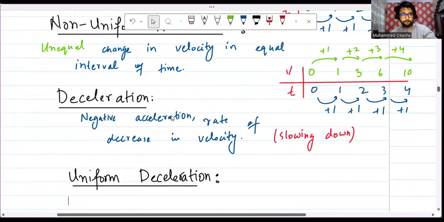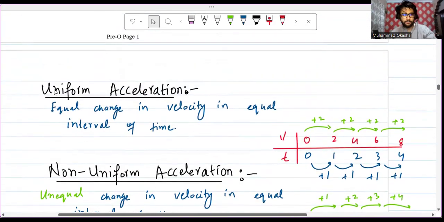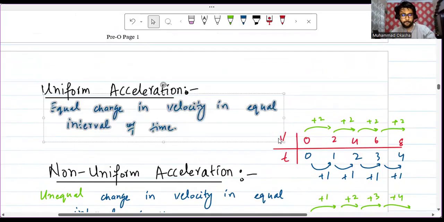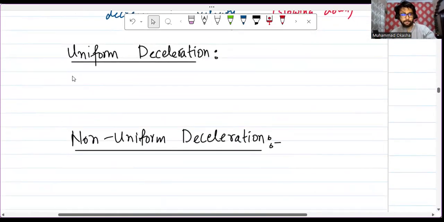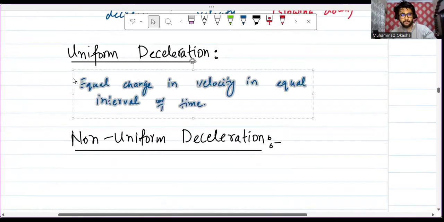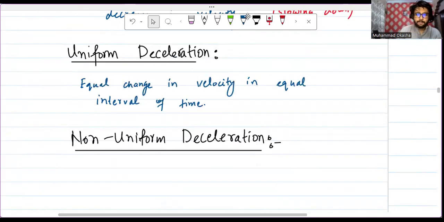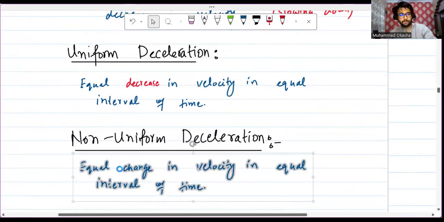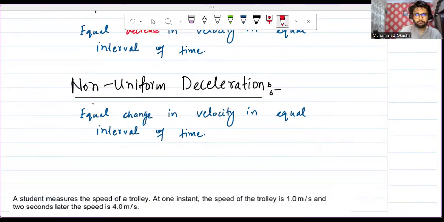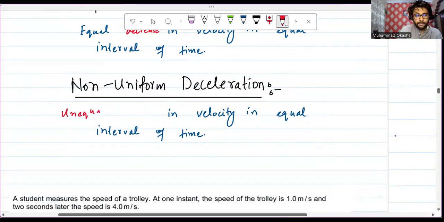I'll copy the definition from uniform acceleration into uniform deceleration, but I'll change a few things, and that is equal decrease in velocity. And in this case, non-uniform deceleration will be unequal decrease in velocity. These are two things I will change. For non-uniform deceleration, I would say unequal decrease in velocity in equal intervals of time.